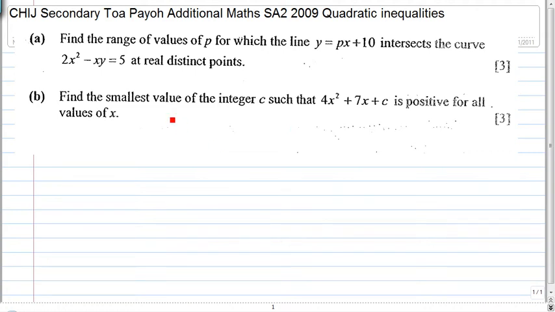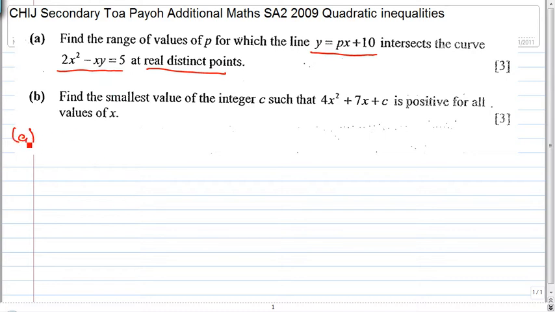Alright, find the range of values of p for which the line y equals px plus 10 intersects the curve at real distinct points, and the curve has this equation. Okay, that means you've got to use the discriminant. The discriminant b squared minus 4ac must be greater than 0.